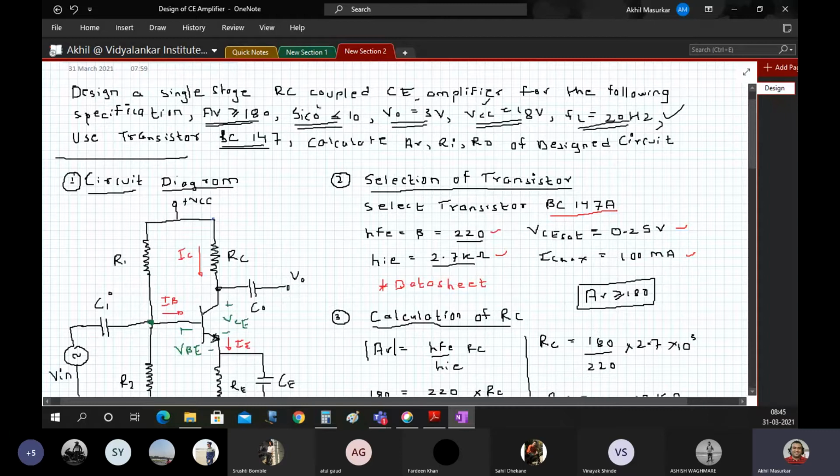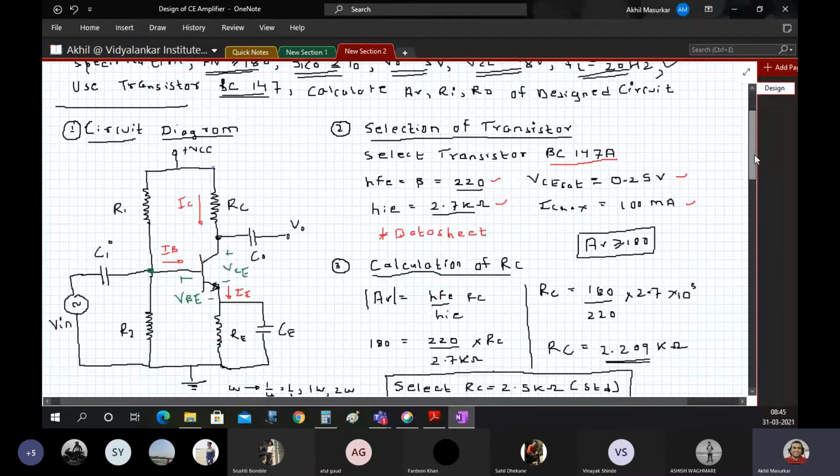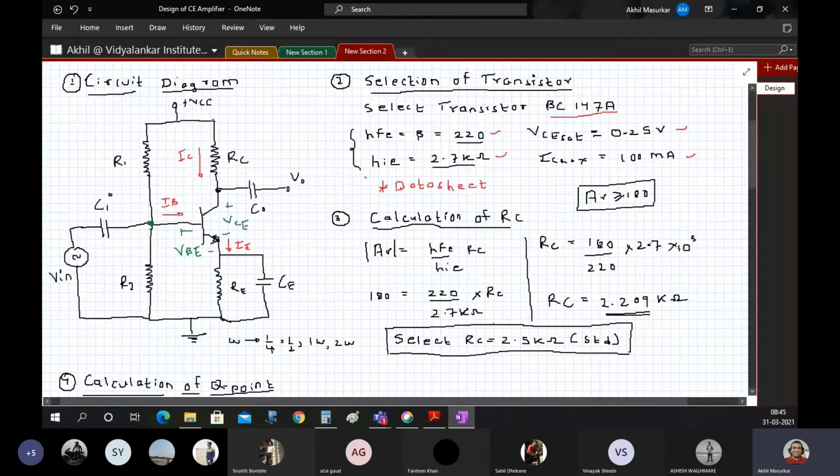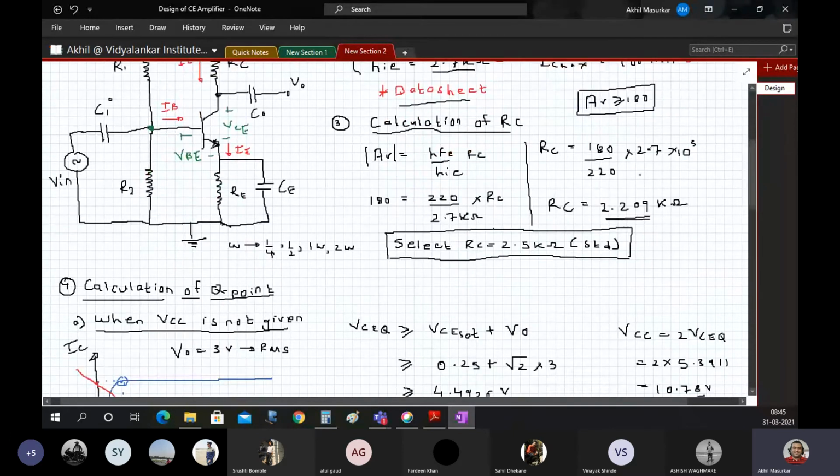And when we are designing the value of gain, we will use this 180. Now the transistor type was given to us, so these values were coming from the data sheet. So we used our first formula for gain, HFE upon HI into RC, and calculated the value of RC, and we selected the standard value, but in this value the wattage rating is missing. There is no wattage rating.